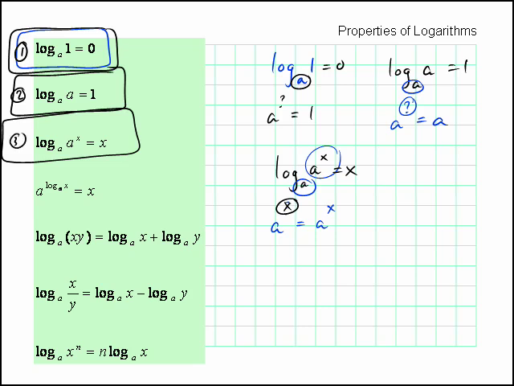And it's very simple to see if you just put this in exponent form like we did in the last lesson. The base a to the x is equal to a to the x. Same thing up here for property 2. A to the first power is equal to a. And for also property number 1, a raised to the 0 power is equal to 1.